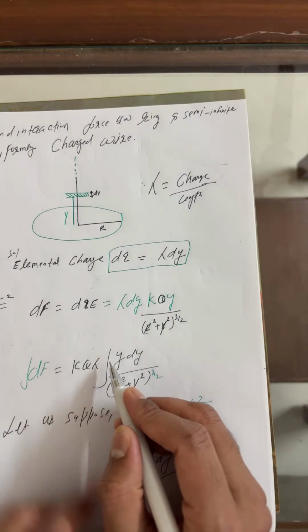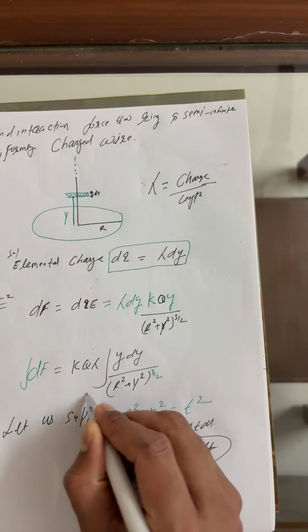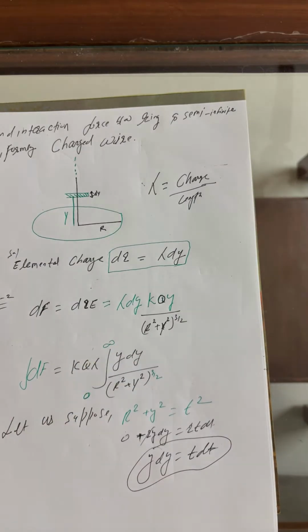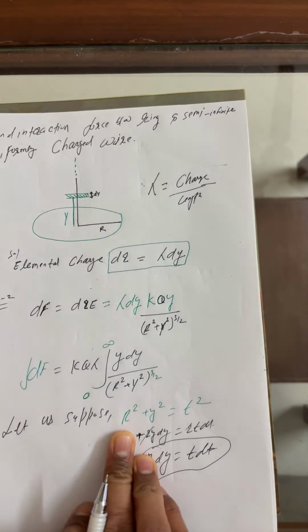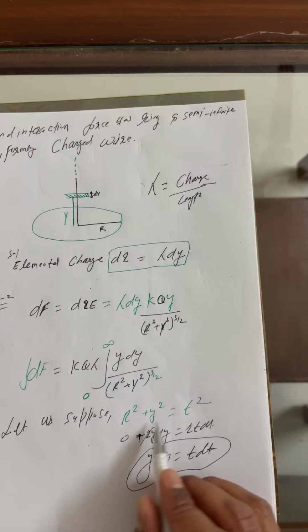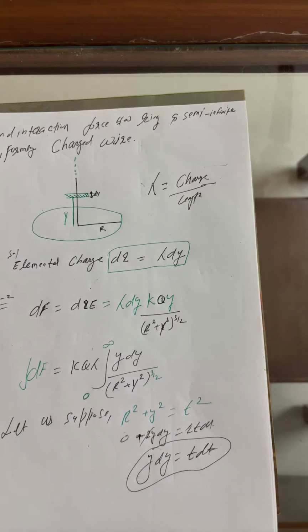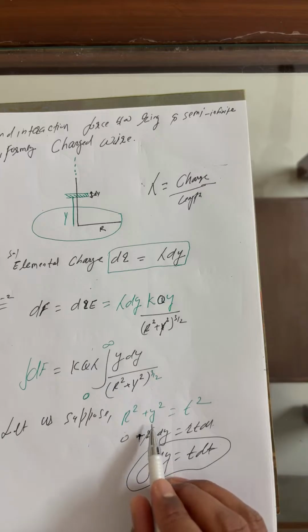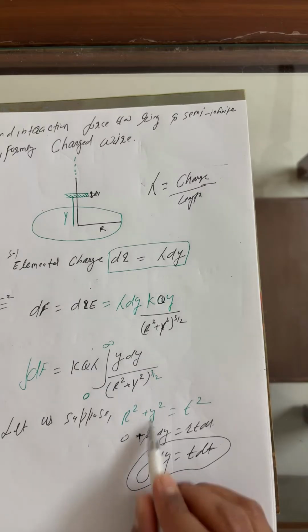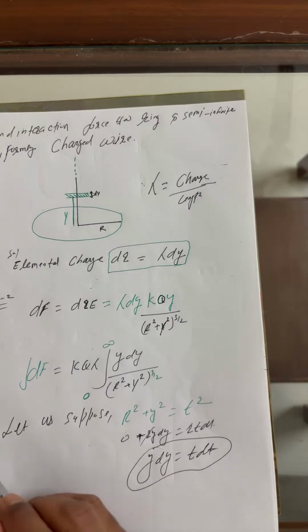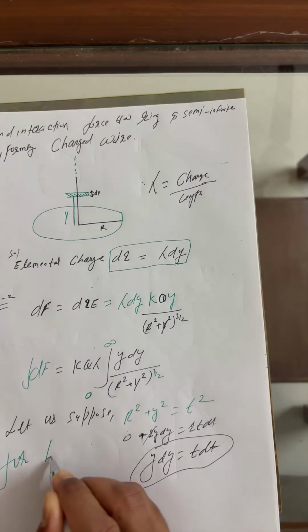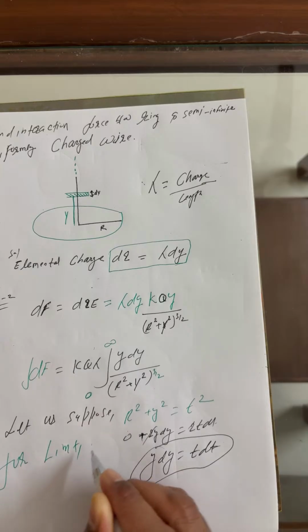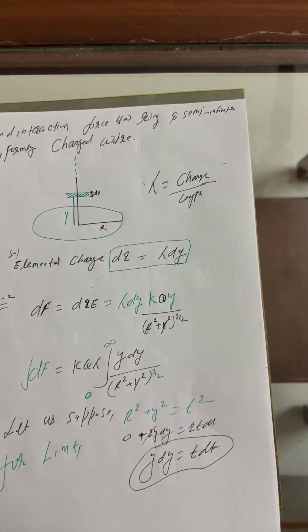What is the initial limit here? The initial limit was 0 to infinity. But once you take this substitution into consideration, the limit of time will also be changed. Initially y is 0, and the upper limit of y is infinity. So this is the individual discussion here for the limit: how to take the limit, because initially it was 0 to infinity.